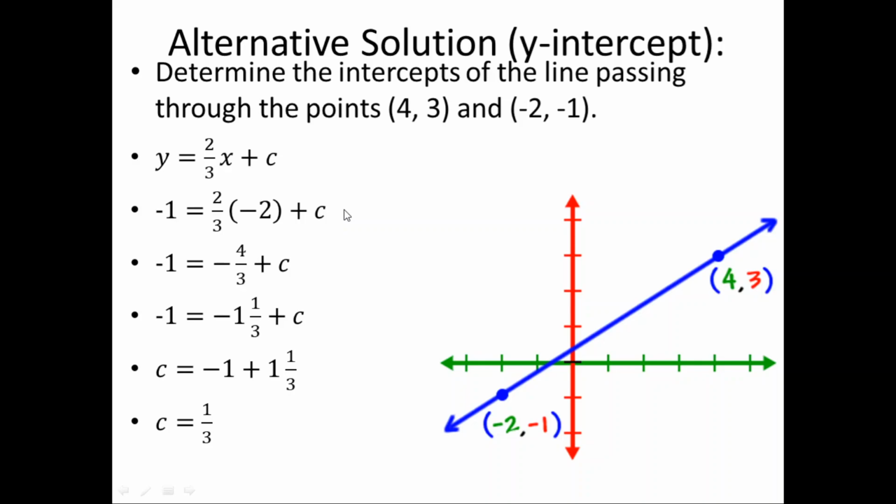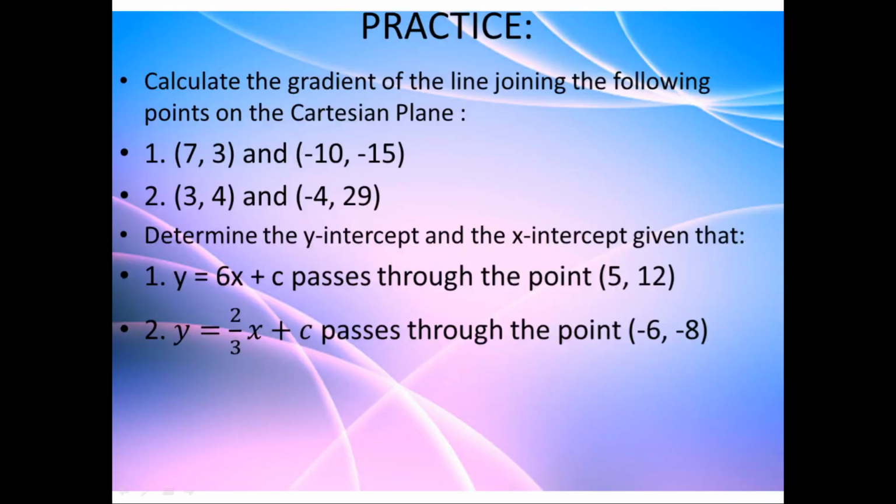So when you solve these and you are to find the y-intercept value, you can use either the first or the second pair of coordinates. So these are some practice questions for you to work on. Calculate the gradient of the line joining the following points on the Cartesian plane, and determine the y-intercept and the x-intercept given that information.